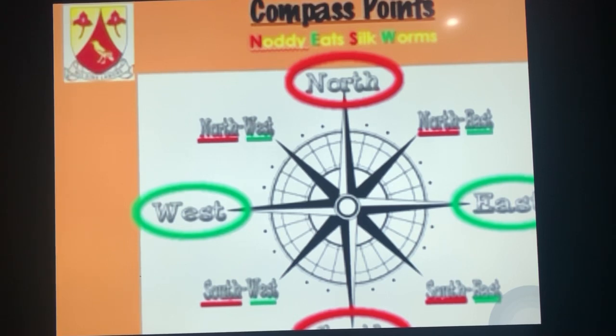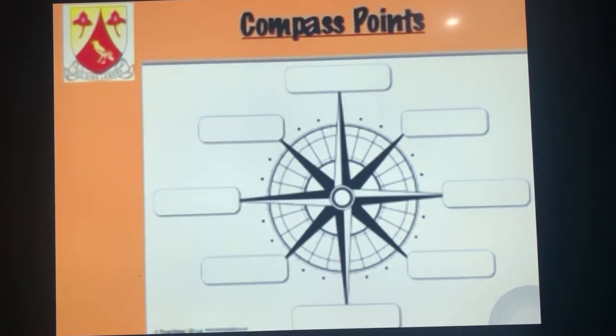Between south and west, we get southwest. And between west and north, we get northwest. It's as easy as that. You just have to remember north, south, east, and west. You can use the little sentence, Naughty eats silkworms. And then the in-between ones are easy to put together. On the screen now, I've got a little compass again, but without the names. Try and see if you can name them.